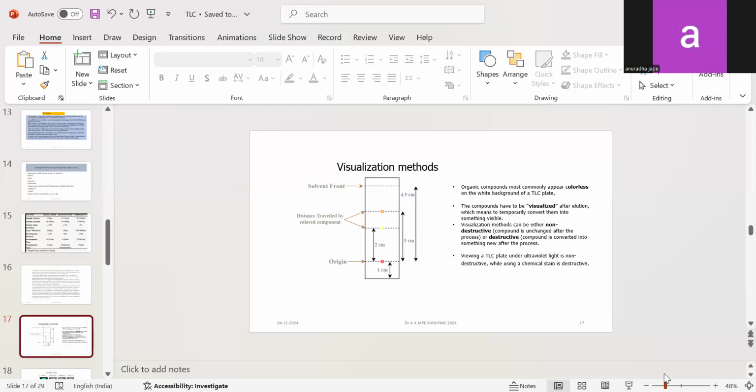So, in case of non-destructive methods, the very common one is visualizing the plate under UV light, which is non-destructive. But if you are using a chemical reagent like a charring reagent, which includes sulfuric acid and other agents, in that case, the molecule is going to get charred, and it cannot be further used. So it's a destructive method.